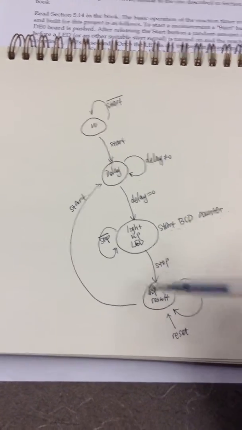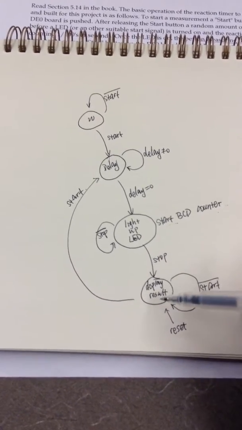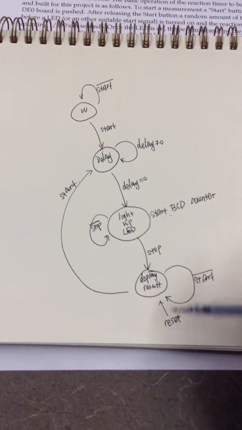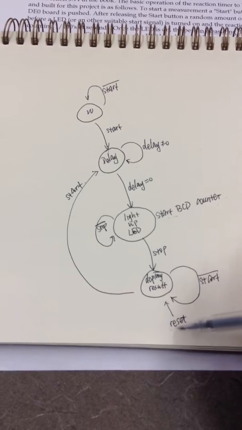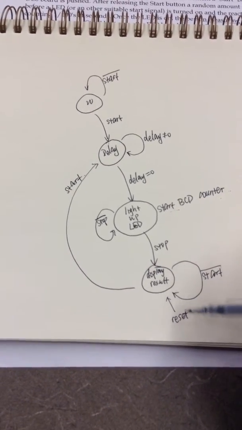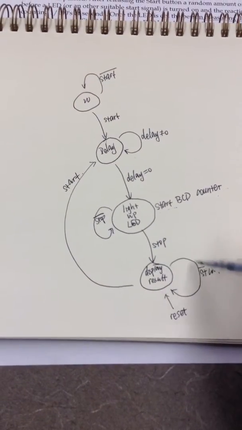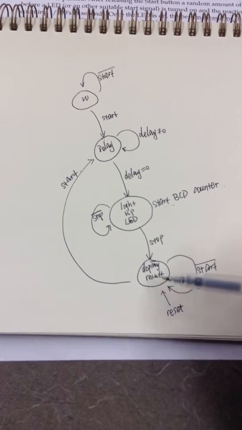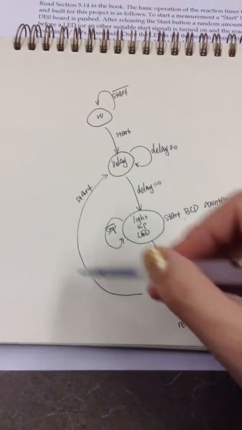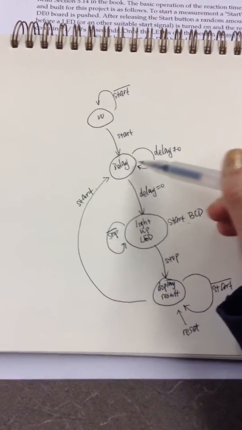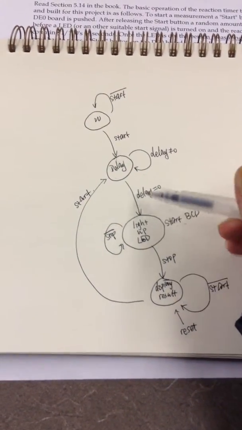And once we push the stop button, it will go to display the results on the 7 segments, and we can push reset to make the displayed result equal to 0. And if we don't push start again, we will always stay at this result. And once we push start, it will go back to the delay state, as we talked about before.